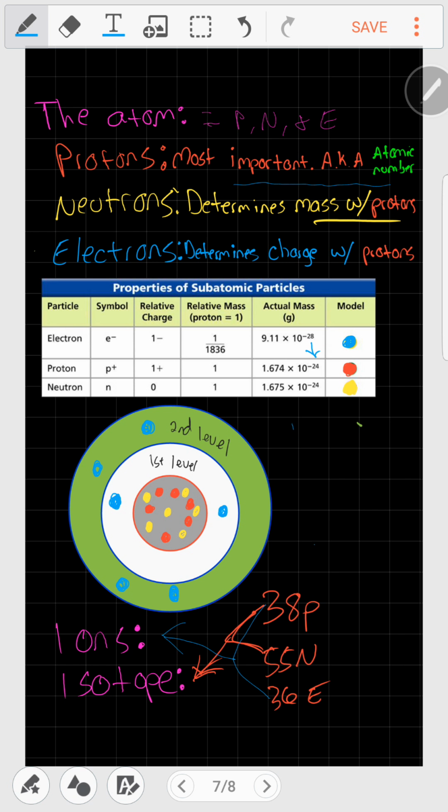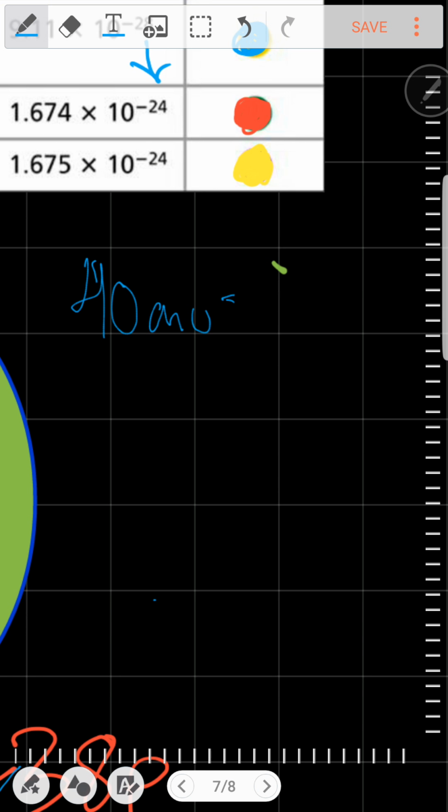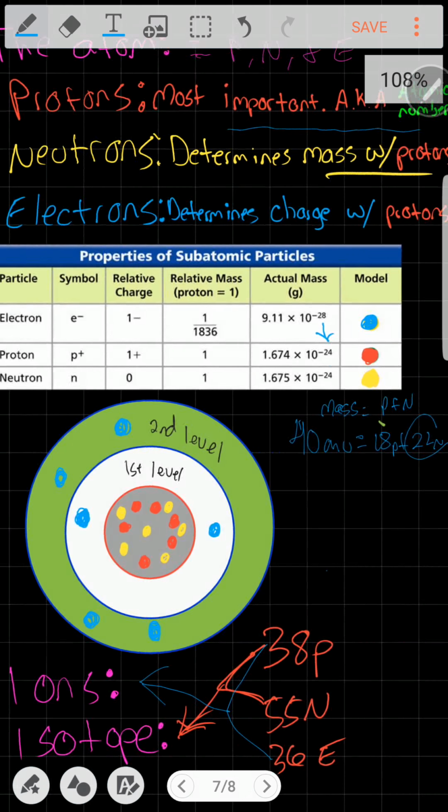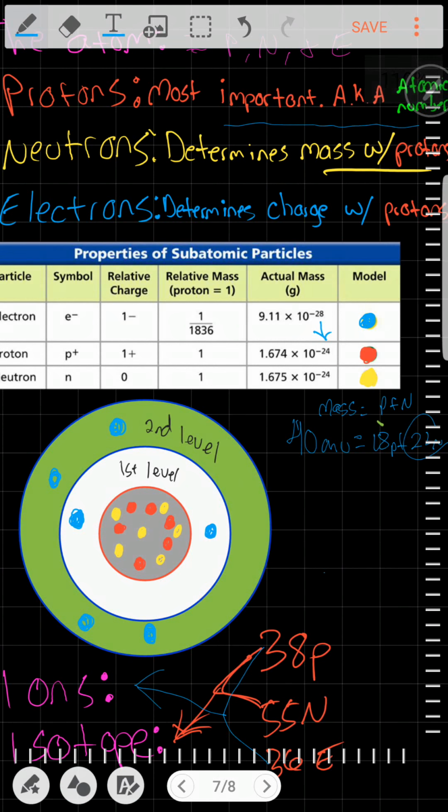So, for example, if I have a mass of 40 AMU and I have 18 protons, what's going to be my neutron number? Well, mass equals protons plus neutrons. 18 plus what will give me 40? That's going to be 22 neutrons. So I can really easily find my neutron number.